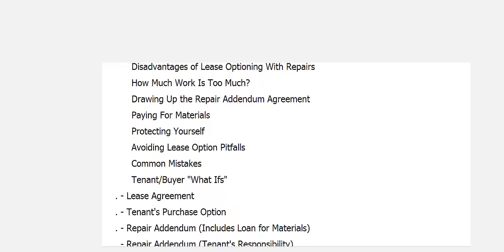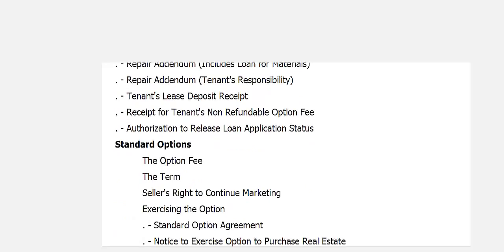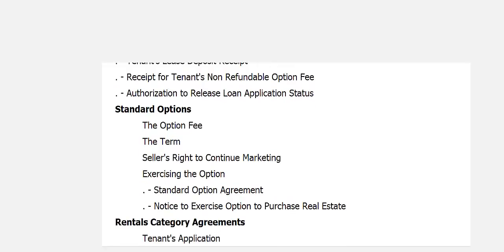And here are agreements. The lease agreement, the tenant's purchase option, the repair addendum, which includes loan for materials, repair addendum, tenant's responsibility, tenant's lease deposit receipt, receipt for tenant's non-refundable option fee, and authorization to release loan status. Now, standard options. What's the option fee? What's the term? Seller's right to continue marketing, exercising the option, standard option agreement, notice to exercise option to purchase real estate.